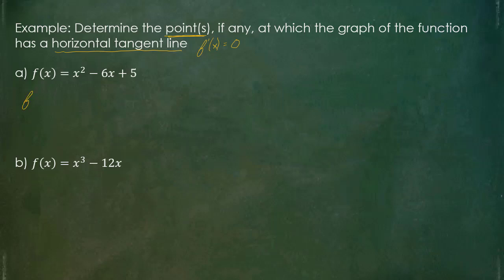So the first thing I'll need to do here is figure out what is f prime of x. So with this one, 2 would come out front, and then the power would drop by 1.